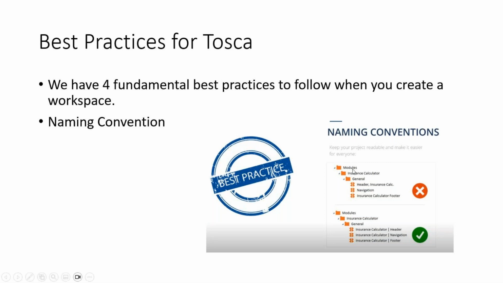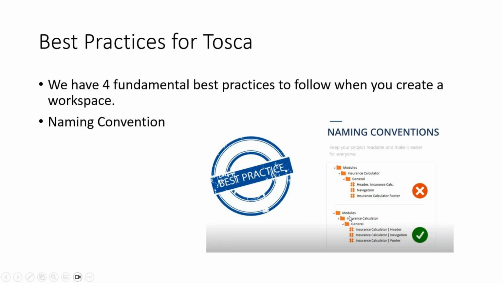See here, one of the examples is they have written modules: insurance calculator, general, header, insurance calc, navigation, everything. When I see this, I don't know what he did. I am the new person to the project, and I cannot understand what this header insurance is, or which page navigation this is. I'll be left with questions. So this is the best practice when you see the screenshot. Whatever you are doing, on the modules, you are creating one folder called insurance character.